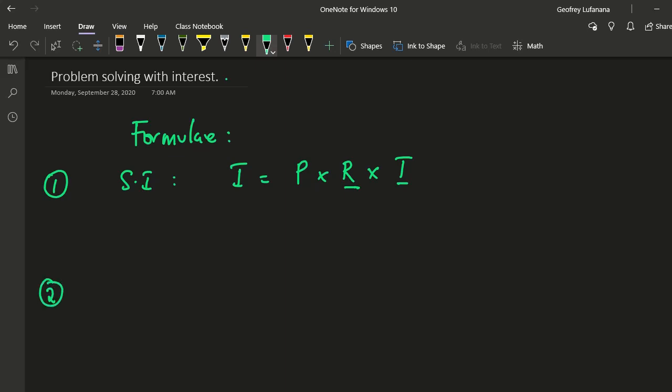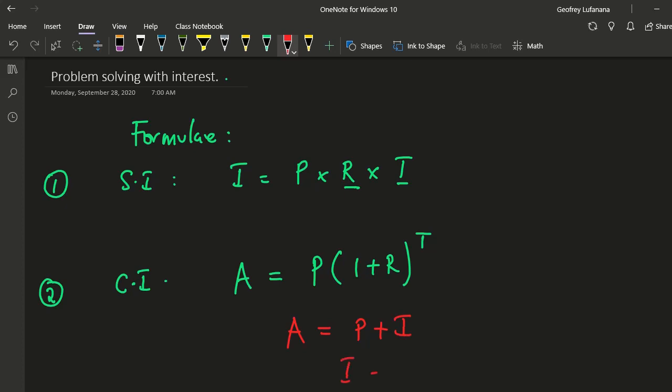Secondly, if you are dealing with compound interest, we calculate amount. We don't calculate interest first. We calculate amount using the formula that amount is principal into 1 plus your rate to power time. Then you can calculate the interest from the formula of amount equals to principal plus interest. Then your interest would be amount minus the principal.